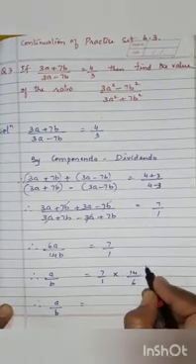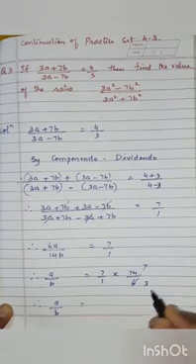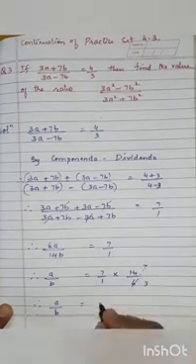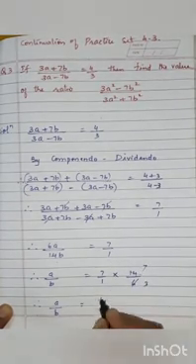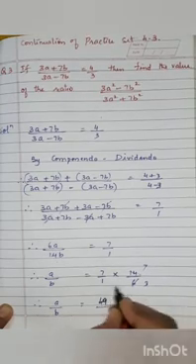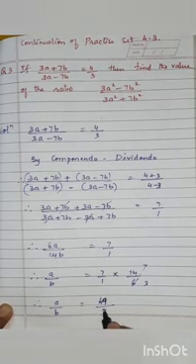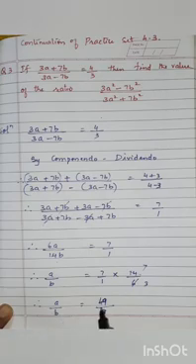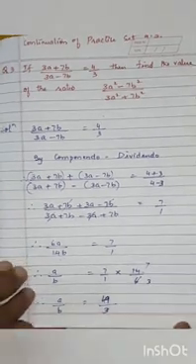So now when we cancel this, we get 7 twos are 14, 2 threes are 6. So we get 7 sevens are 49, and 3 ones are 3. So the value of a/b is 49/3. Now we have to square it out.